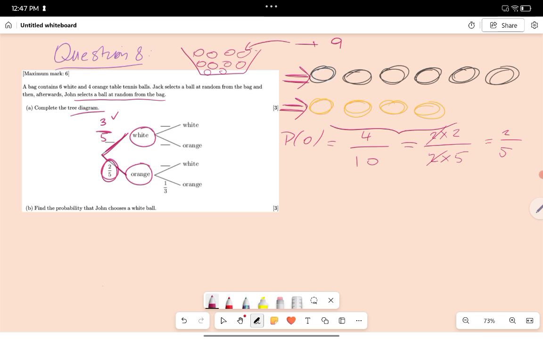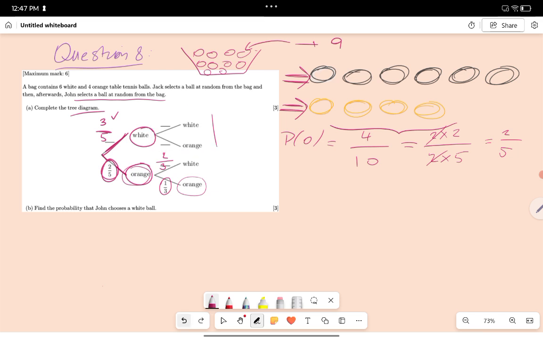And then, what else do we have? Well, we know that we've got 1/3 up here. So this means that when he gets an orange one at first, then the probability of having another orange one will be 1 over 3. So the probability of having a white one will be 2 over 3, because again, the sum must be 1. Now let's have a look at this thing, because that's an interesting one.